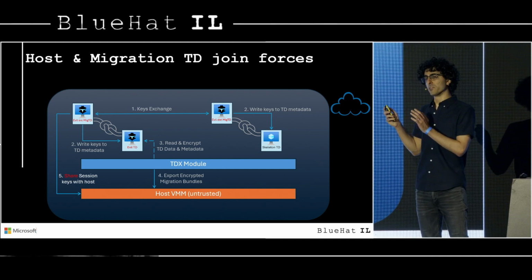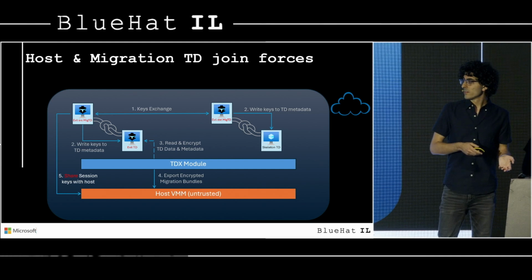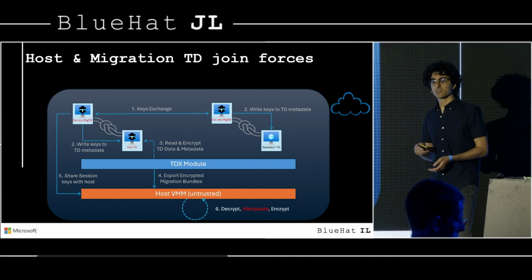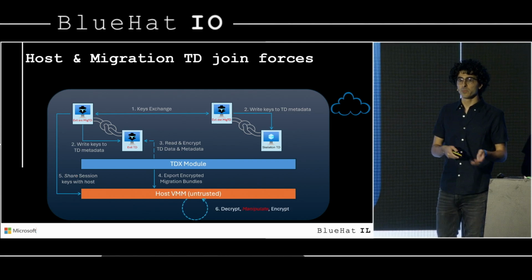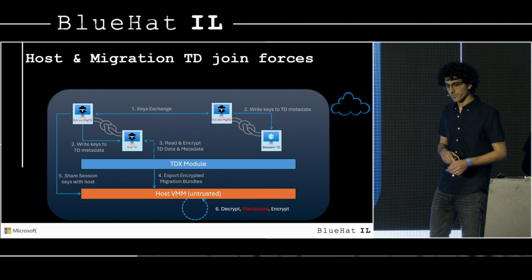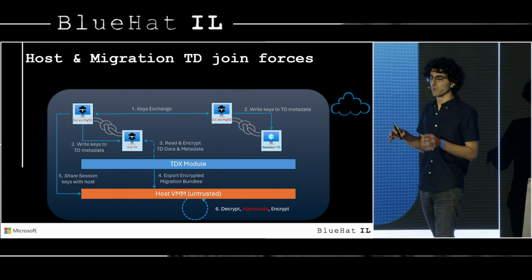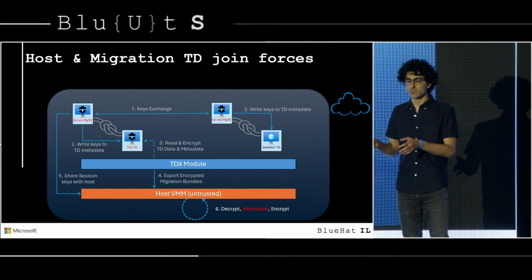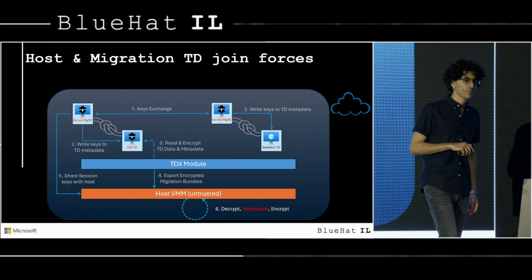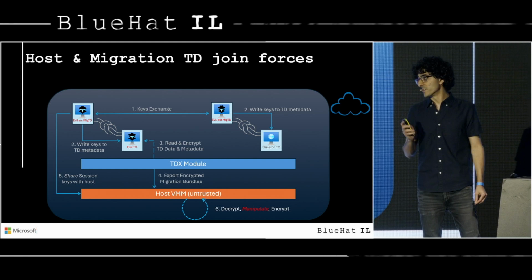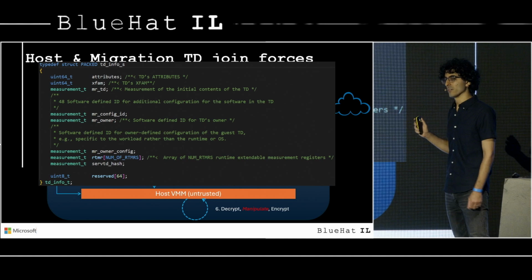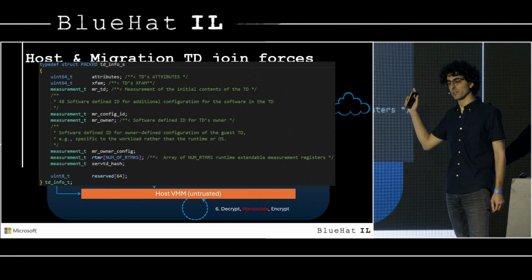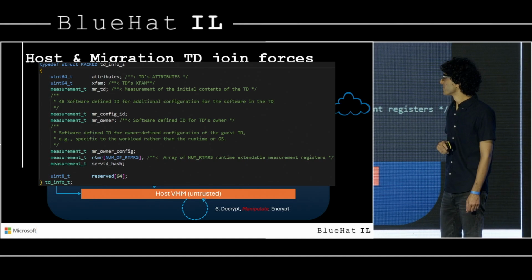Now, having both the encrypted migration bundles and the session keys, the host can decrypt the bundles and manipulate them as it pleases. Now, we don't actually care about the memory content of that evil TD. We could always control that. What we do care about is what we couldn't control, which is the metadata, and specifically that TD infrastruct, the one that is used later for attestation.